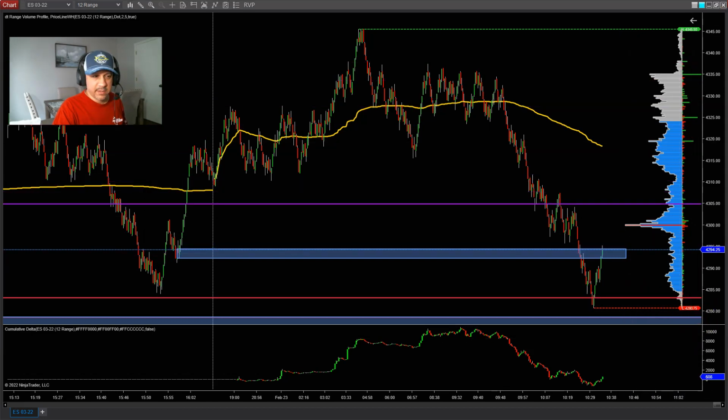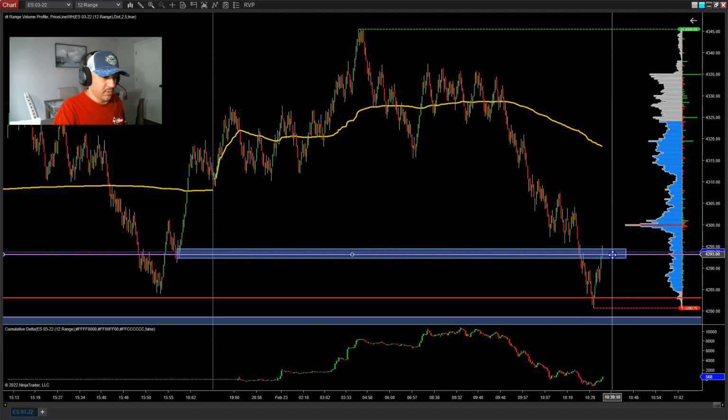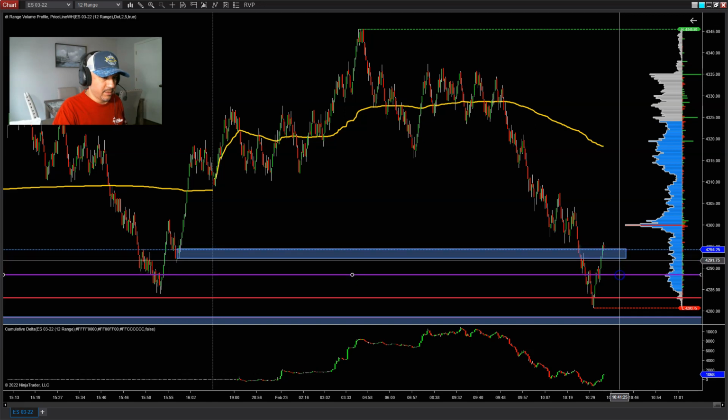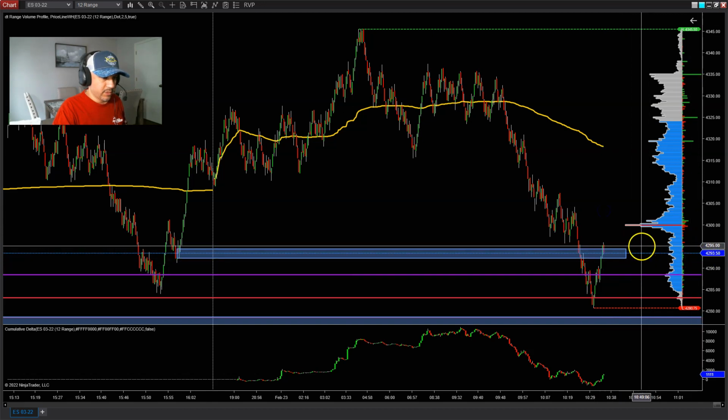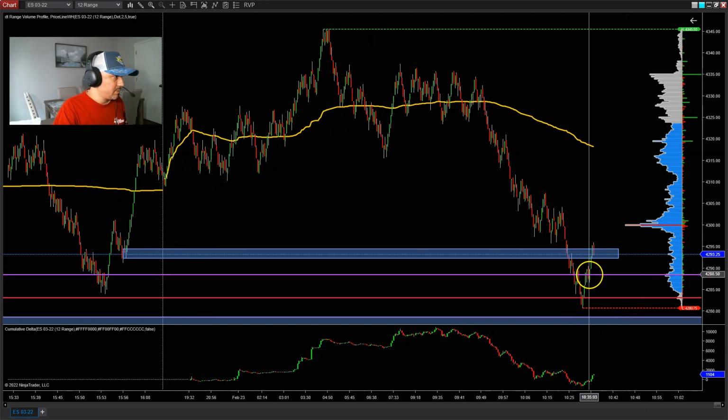Let's bring this line here down. Price looks like it's trying to break. Okay, yep, it broke that area. Alright, let's see what happens. Okay, we got demand right here, a little area of demand. Price can get back to it.